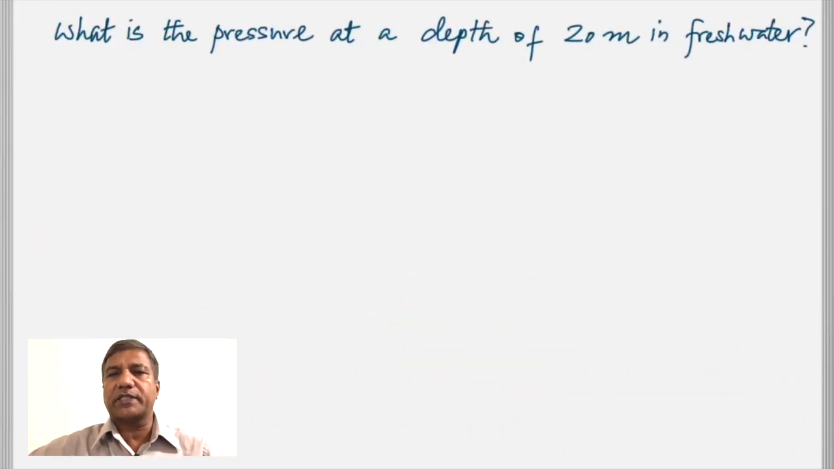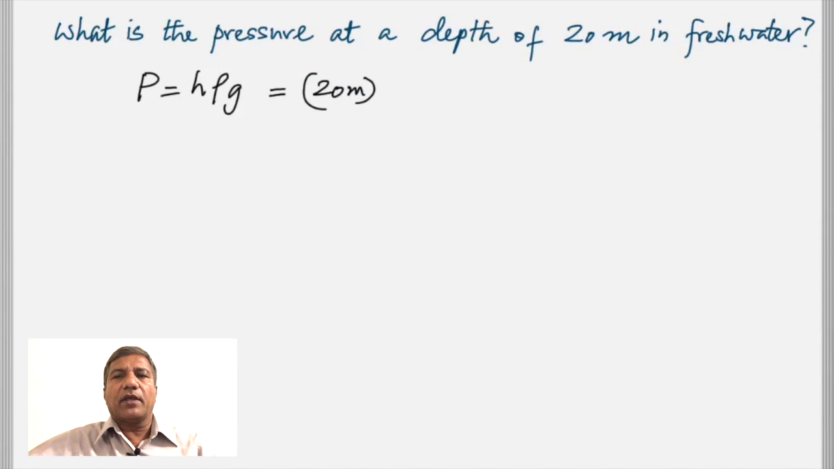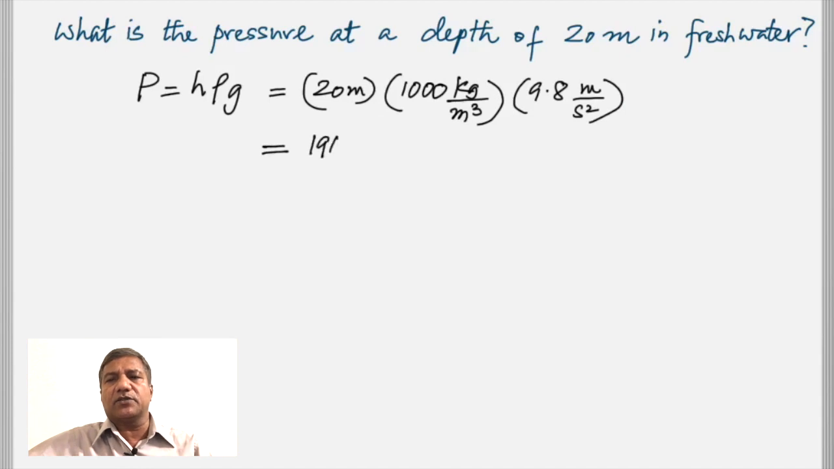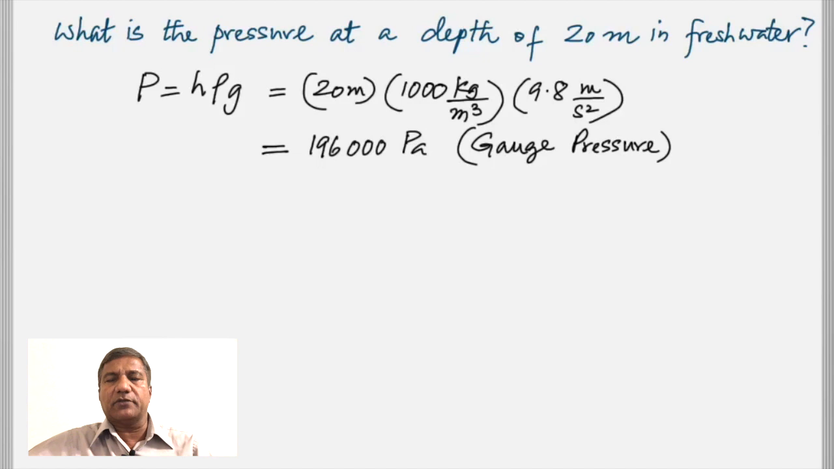That now brings us to the last question in this review. What is the pressure at a depth of 20 meters in fresh water? So there are two types of pressure. It could be the gauge pressure or the absolute pressure. In this case, I'm going to calculate the gauge pressure. The formula for gauge pressure is h rho g. Just multiply the depth or the height with the density and the acceleration due to gravity. So in this case, the depth is 20 meters, the density is 1000, and g is 9.8, so that gives us 196,000 pascals as the gauge pressure.